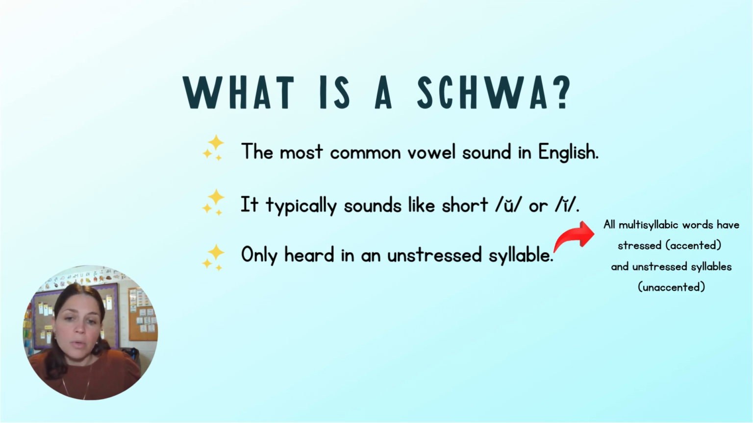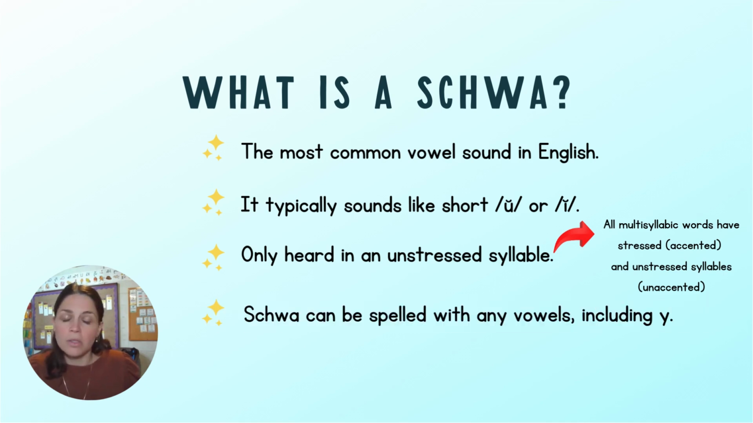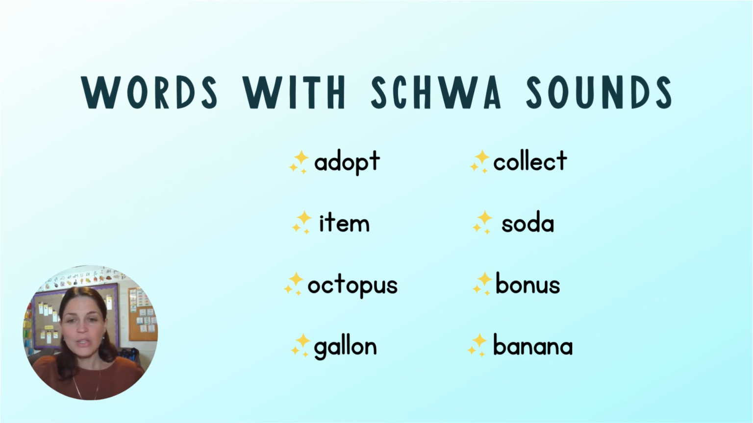Now, it's also important to know that schwa can be spelled with any vowel. So A, E, I, O, U, and Y. So any vowel can be used to spell the schwa sound. And it's usually represented with an upside down E. So you will see this on a sound wall. When you see it, know that it is the schwa. So let's take a look at some words with schwa sounds.